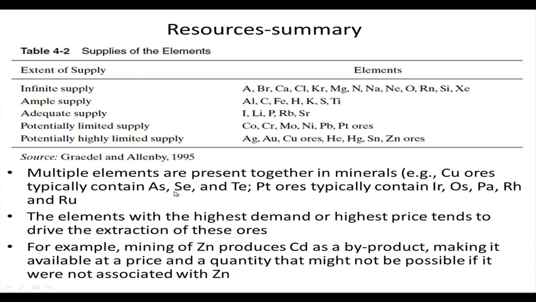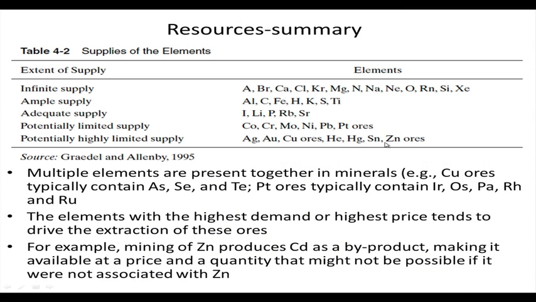Some elements, in terms of the supply, when I say infinite supply, it's not really infinite, but it means that for several years it is available. There are some for ample supplies, there is some potential adequate supply. We'll look at the bottom one, which is the potentially high limited supply: silver, gold, copper ores, mercury, tin, zinc ores. So many of these we use, isn't it?